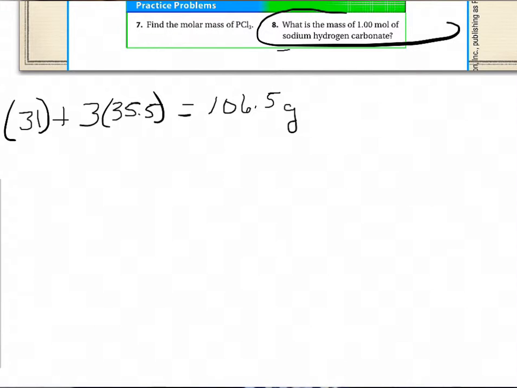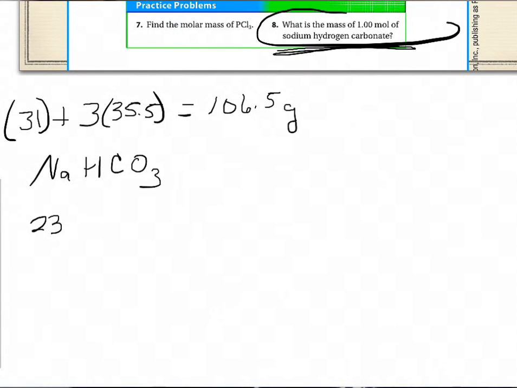Now, of course, this is why what you learned in the last chapter becomes important, because now they use the words and you still got to know how to name it. So sodium hydrogen carbonate, what is it? Well, NaHCO3. So it's going to be sodium, which is 23.0, plus hydrogen, 1, plus carbon, 12, plus 3 times oxygen, 16. And that totals to be, if I did my math right, 84 grams.